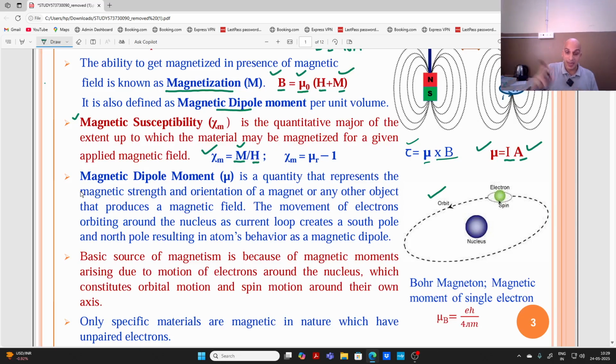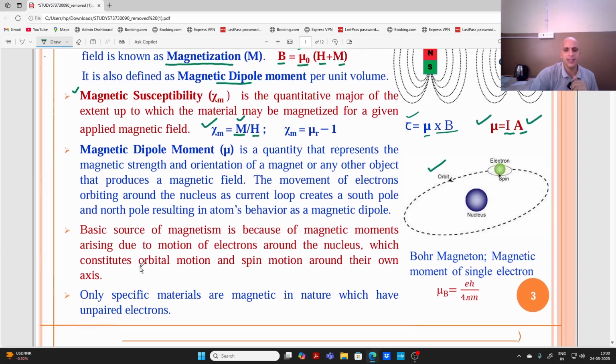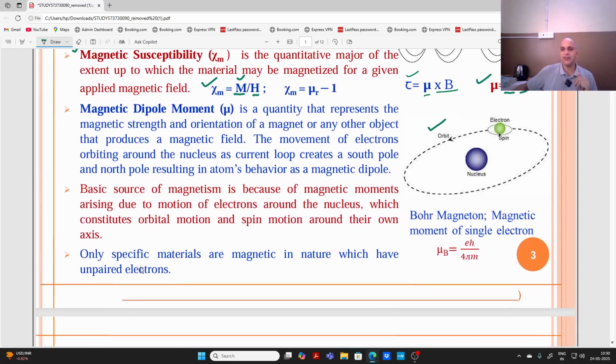If it has magnetic dipole moment, and all the magnetic dipole moments of different atoms are aligned in a particular direction, the behavior is different. But if they are aligned in random directions, the behavior is different. So according to that, we make the classification, right? And the quantity that is used for measurement of magnetic dipole moment is known as the Bohr magneton. I have already told you about it.